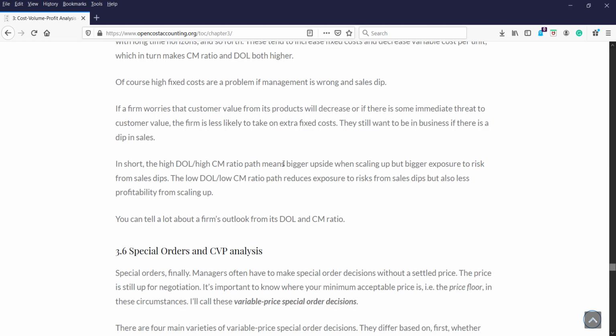If you have a low degree of operating leverage and a low contribution margin ratio, then you're likely trying to reduce your exposure to risks of sales dips, or otherwise trading off your profitability if the product takes off.